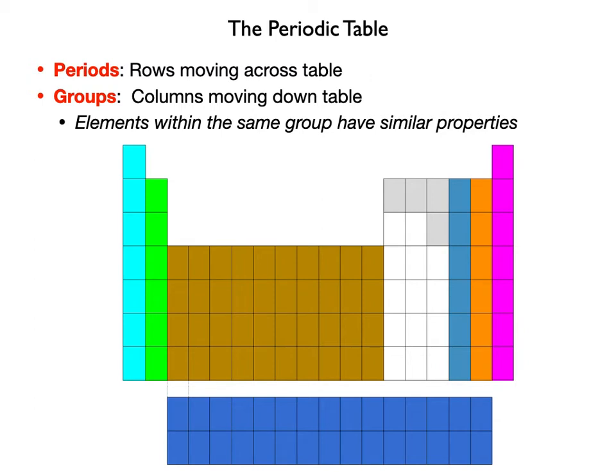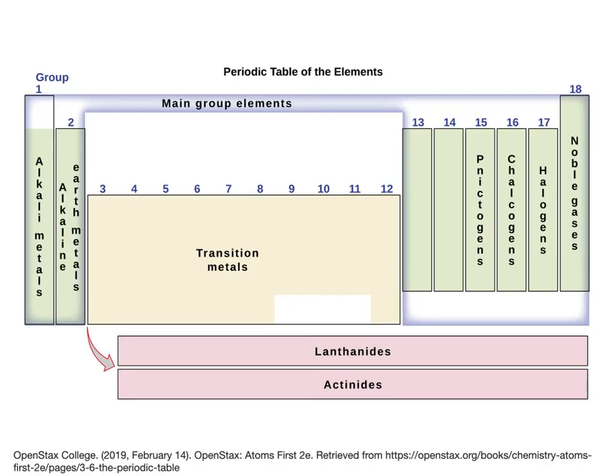And the really important thing to know is elements within the same group have similar properties. So elements that are in the same column will react in a similar fashion. Now these groups often have names. So taken from your textbook, you can see group 1 is known as the alkali metals. Group 2 is the alkaline earth metals.